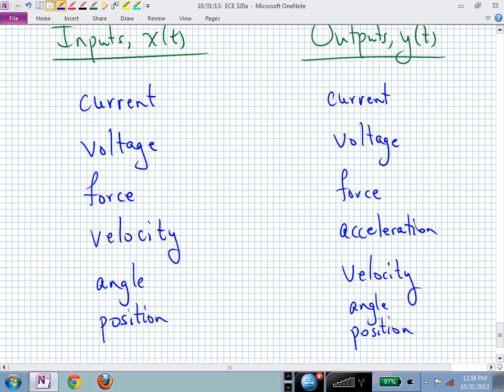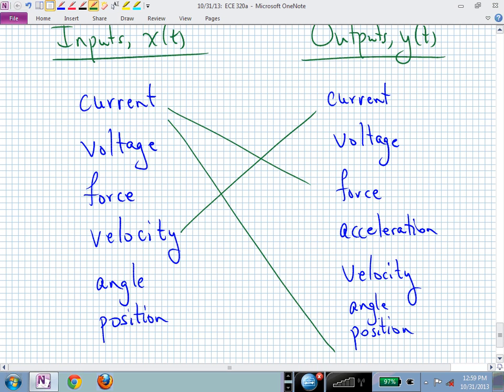And we could have all sorts of transfer functions, and here you could just connect the lines. Meaning you could have a current for an input and a force as an output. Or you could have a current as an input and a position as an output. Or you could have a velocity as an input and a current as an output. You see all the different possible H of S's that you could be working with.